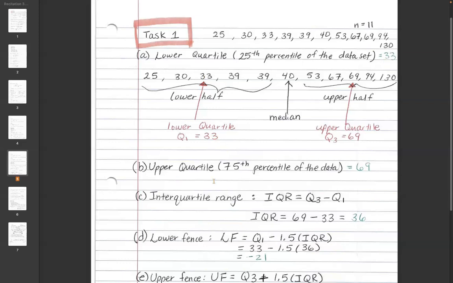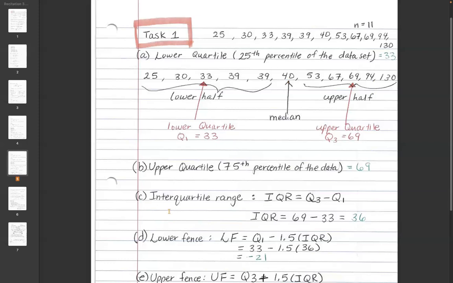And then the upper quartile, which is the 75th percentile of the data, is going to be 69. You do the same thing: after you find the median and you have the upper half, I crossed off the smallest, which would be 53, and then the largest, 130, and I work my way into the center, which is 69. So that's the upper quartile, Q3.